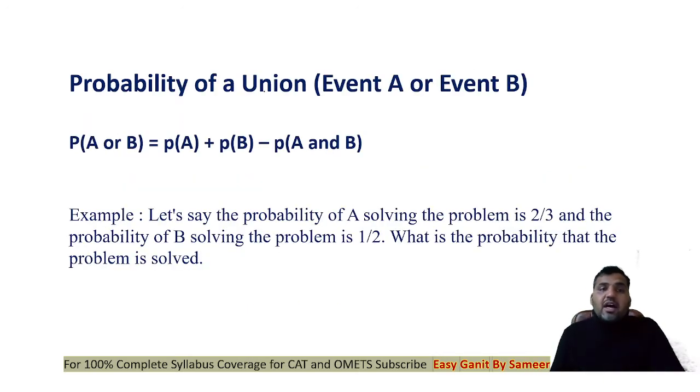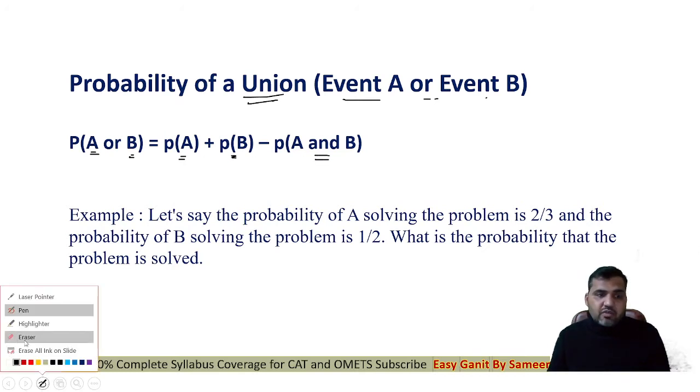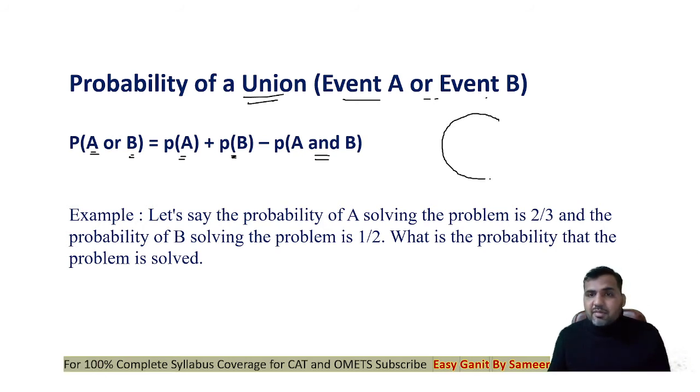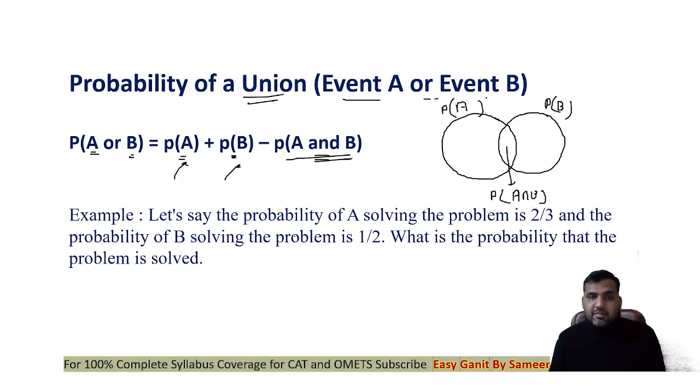Now, the next thing that you're supposed to know is the probability of union. That means event A or event B. So if I want to find out the probability of happening of event A or B, that will be equal to P(A) plus P(B) minus P(A intersection B). You can understand it with the concept of set theory. For example, if I say that this is the probability of happening of event A, and this is the probability of happening of event B, right? And this you can see is the probability of happening of event A intersection B, right? Now if I want to find out the probability of happening of event A or event B, that will be P(A) plus P(B) minus P(A intersection B). Example is, let's say the probability of A solving the problem is 2 by 3. So the probability of A solving the problem, that means this circle is given to me as 2 by 3.